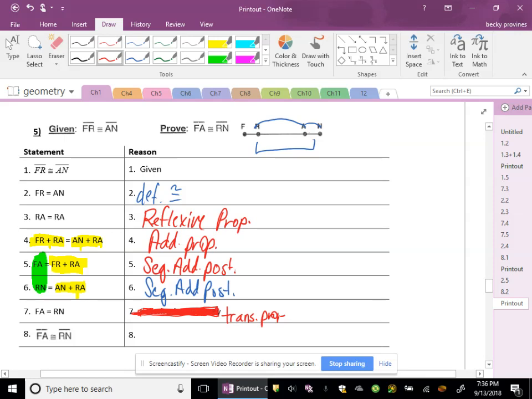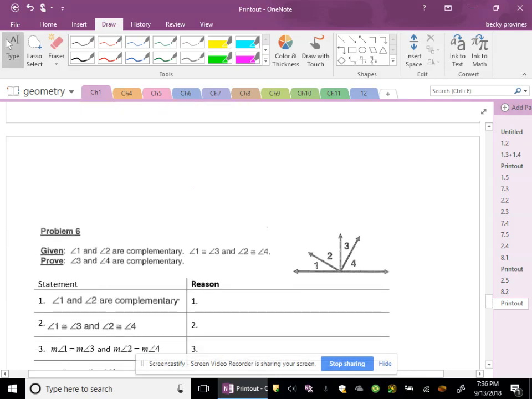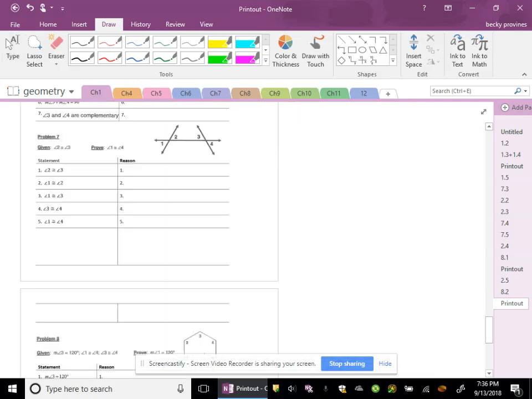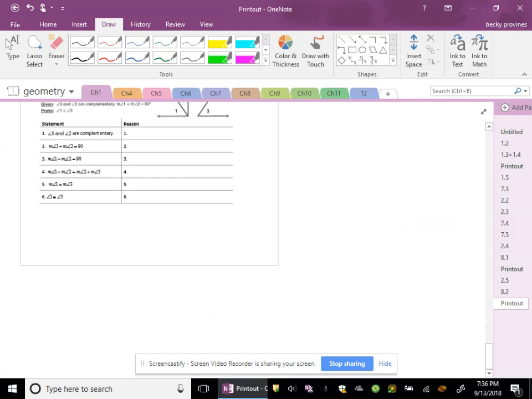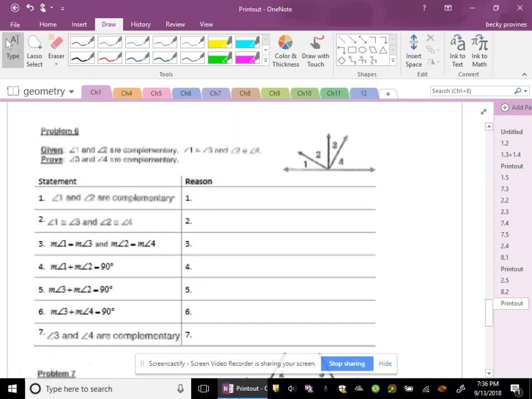Okay, going from step 7 to 8, guys, they're exactly the same. But the only difference is the little sign in the middle. So what's it called when the sign changes? This is definition of congruence. Good. Let's see how many more we have left. 1, 2, 4. 4 more. All right.